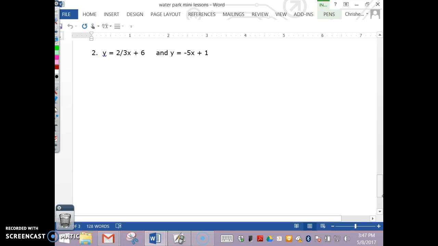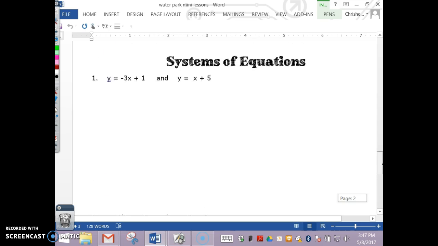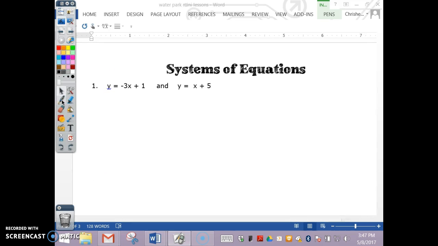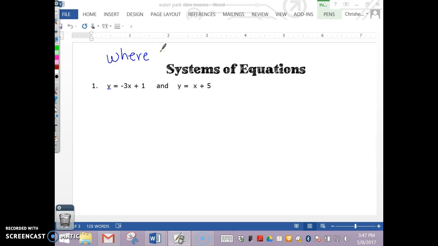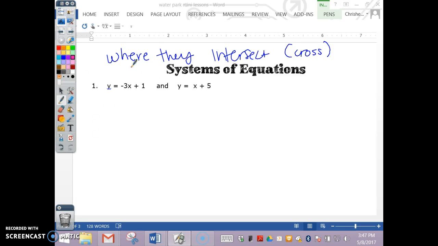Okay, last one. A system of equations is where the lines cross. Now, you've written these equations in slope-intercept form, y equals mx plus b. So we're going to do substitution for this one.